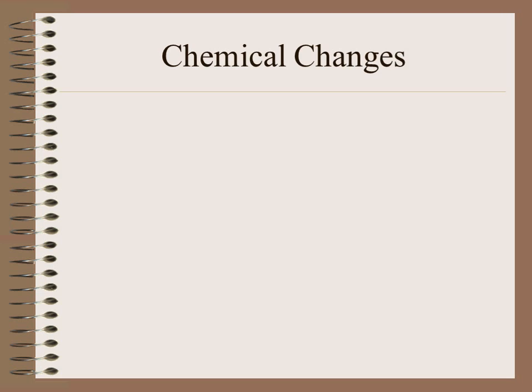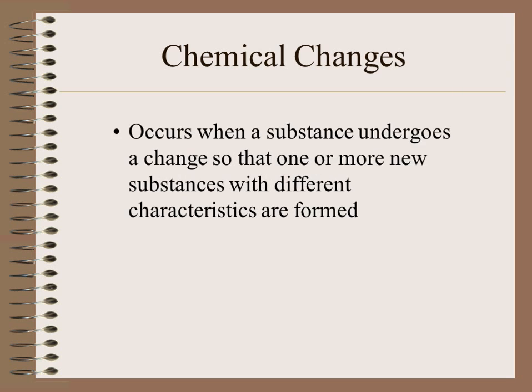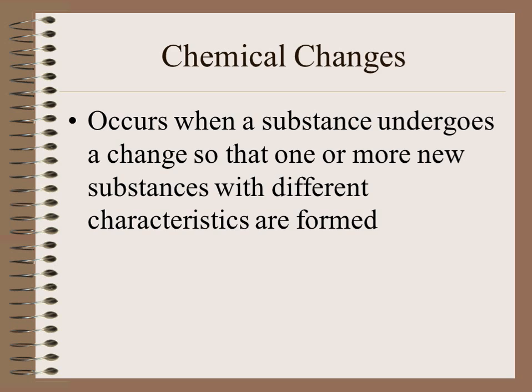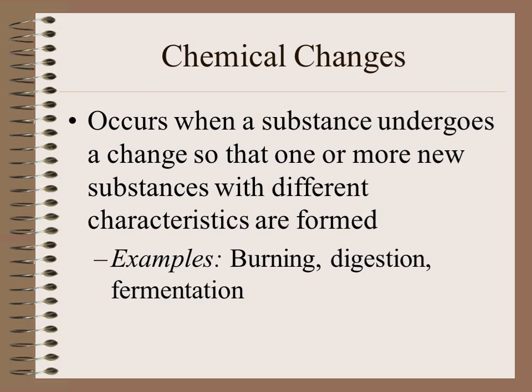When we take matter and change it, there are one of two things that can happen. If we change a substance such that one or more new substances are formed, and these new substances have different characteristics than the reactants we started with, then this is a chemical change. The fundamental identity of the substance has been altered from before the change to after the change. Examples of this would be when we burn something or when combustion takes place.